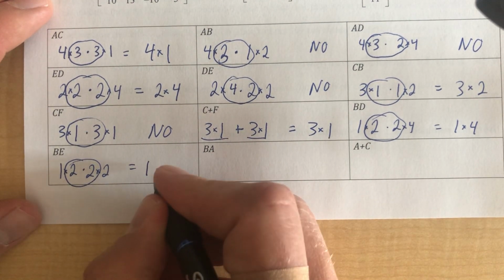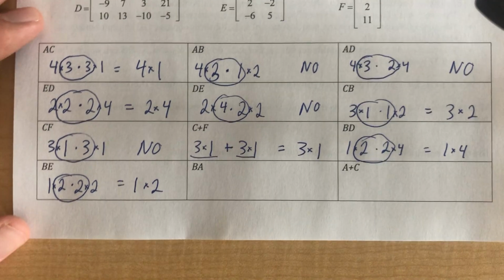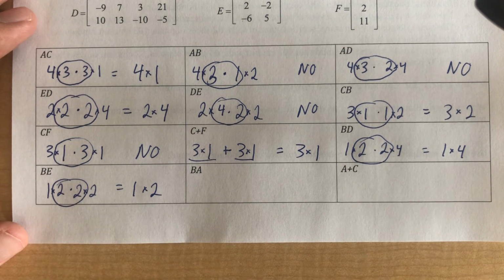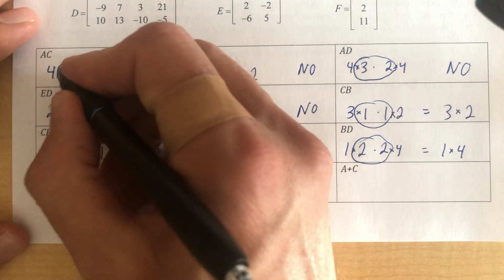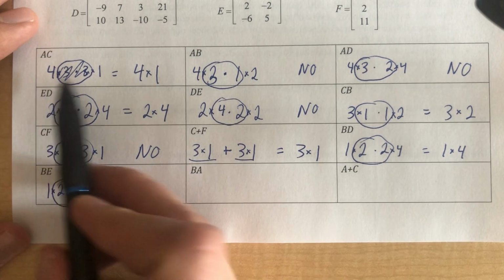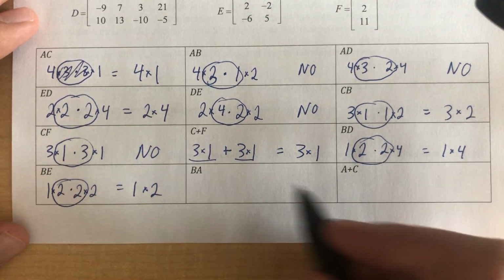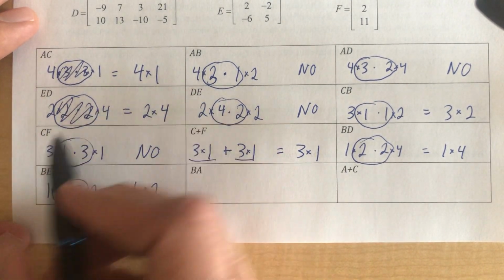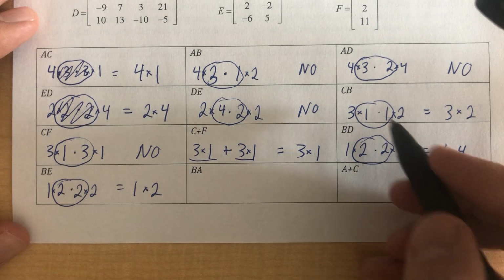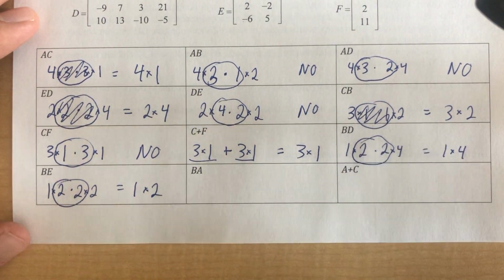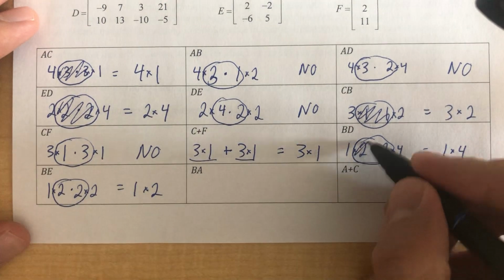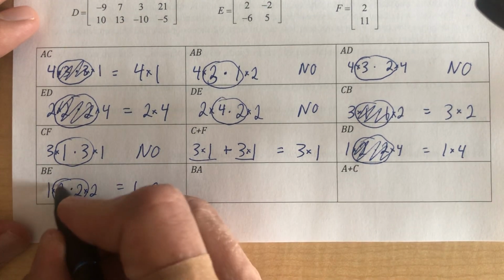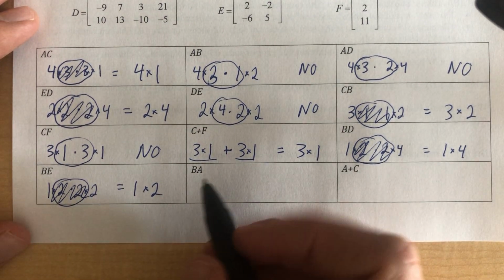So I don't know if I've explained this well enough, but I do want to clarify at this point that whenever you can do it, what you're really doing is canceling out those middle ones. So 4x1. These cancel. 2x4. These cancel. 3x2. These cancel. 1x4. These cancel. 1x2.